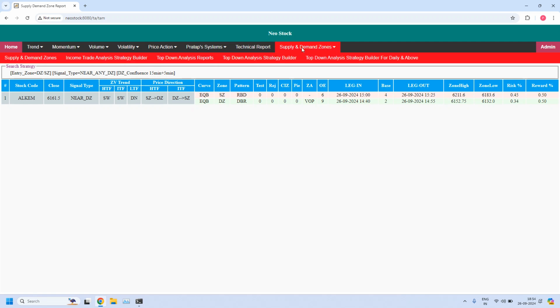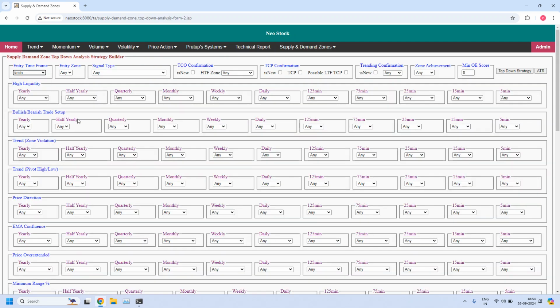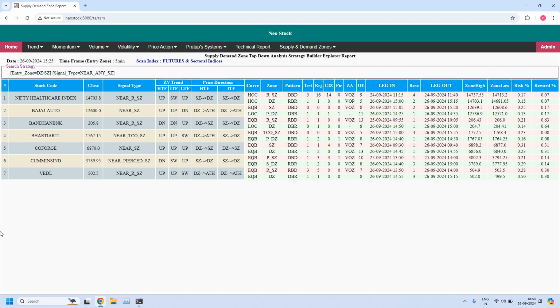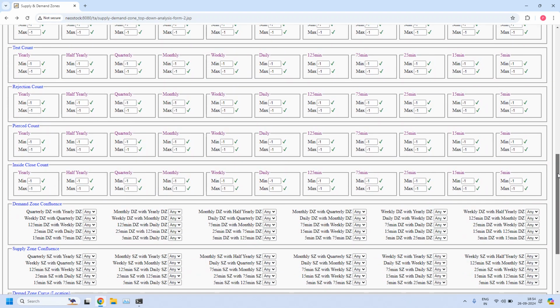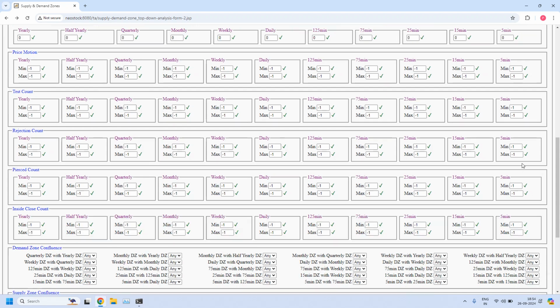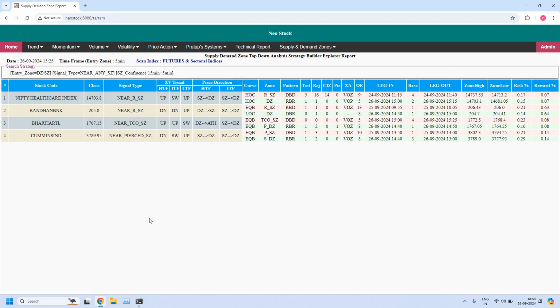Okay, next for 5 minutes time frame, let us find the stocks near 5 minutes supply zone. 7 stocks are filtered. Let us verify whether any of the supply zones are having confluence with ITF supply zone, that is a 5 minute supply zone with 15 minute supply zone confluence. So in the supply zone confluence, I am enabling the filter 5 minute supply zone with 15 minute supply zone confluence. Let's verify. 4 stocks are filtered. Out of these 4, the fourth one is having a pierced zone, you can ignore it.